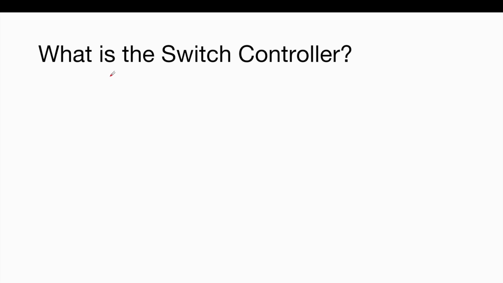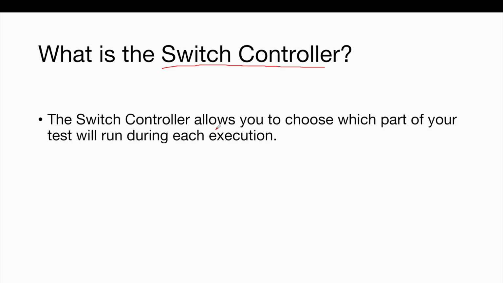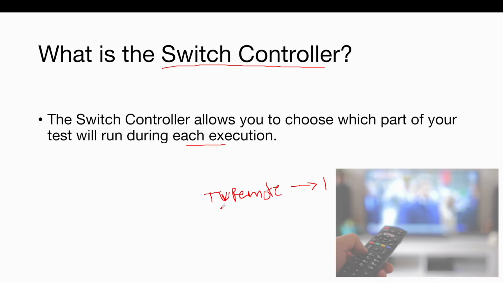Hello, welcome. In this lecture, let us discuss the switch controller in JMeter. The switch controller allows you to choose which part of your test will run during each execution. You can think of it like a TV remote. Using a TV remote, you can select only one channel using the channel number.